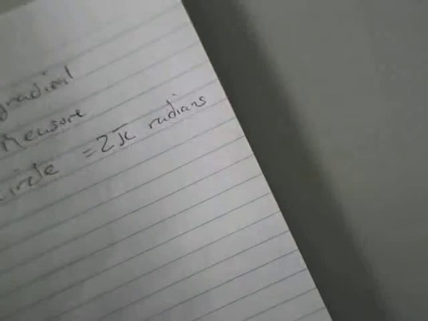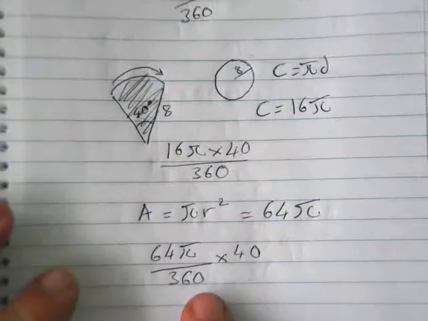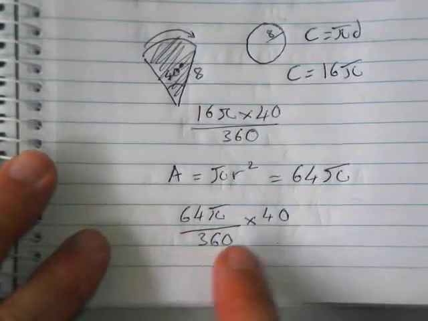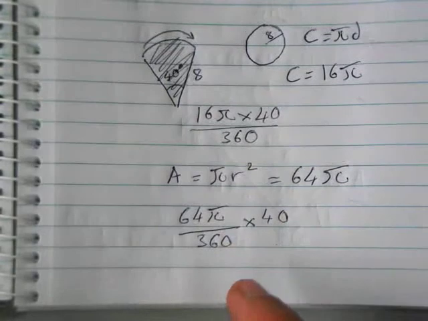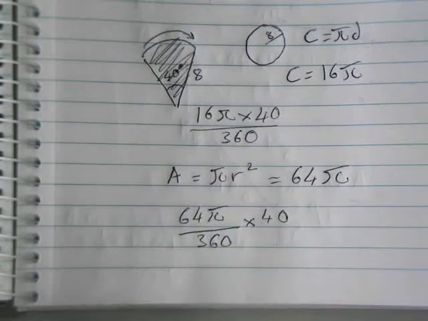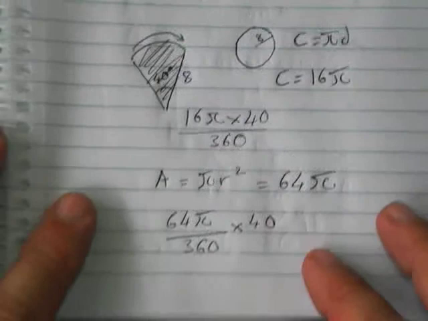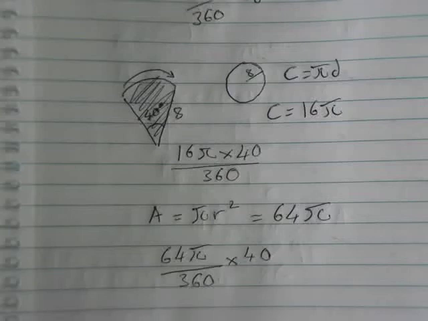We didn't, did we? No. What we had was 64 pi divided by 360 times by 40. The problem is pi is 3.14159 and so on. So we're always going to have an approximate, aren't we? We're going to have an almost there. Okay? And because pi is an undefined number, it just keeps going.